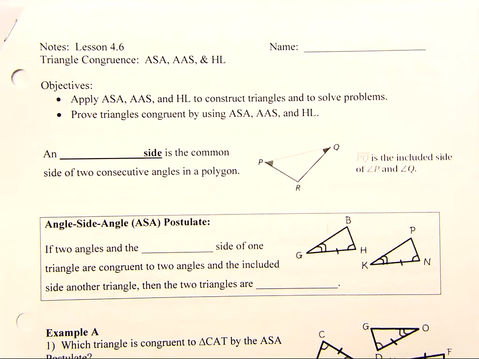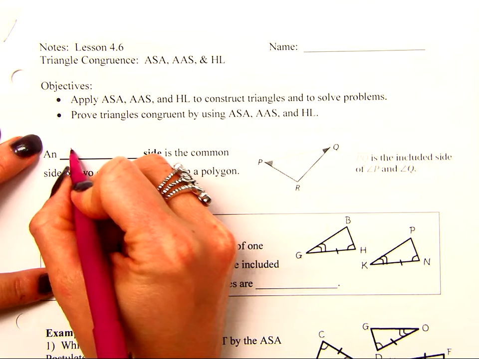In lesson 4.6, we are going to be talking more about proving our triangles congruent. We're going to add to the list of shortcuts that we can use to prove triangles congruent. And one of the things we're going to start out by talking about is the included side.